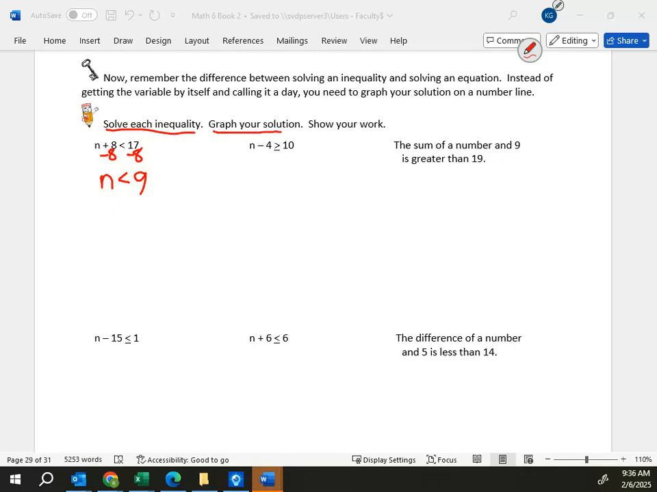Now we need to graph our solution, remembering that we're showing our work. We're not just putting n is less than 9. I can do mental math, I know it. Nope, we're showing it. Show me how you get n is less than 9. Okay? Then we're graphing. What is step 1 of graphing an inequality?